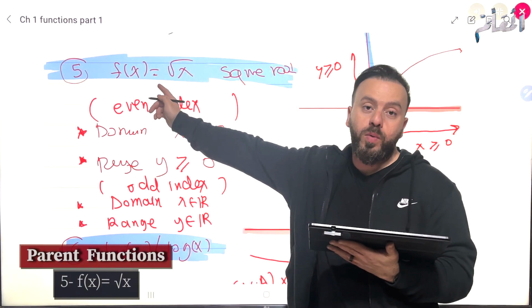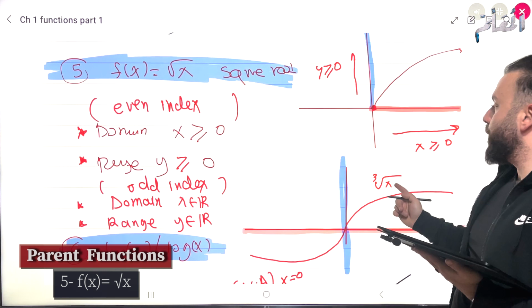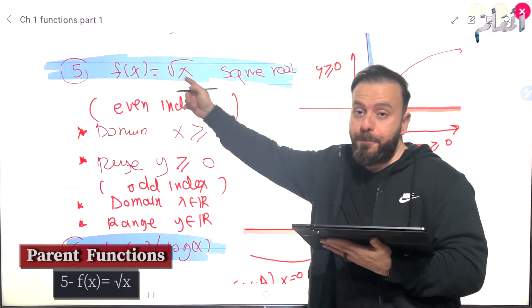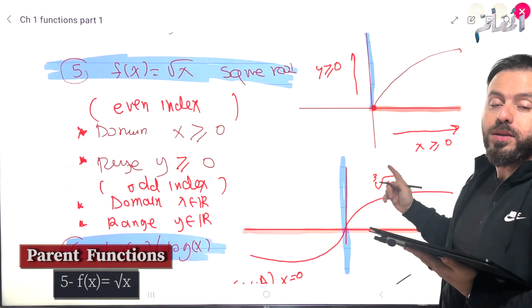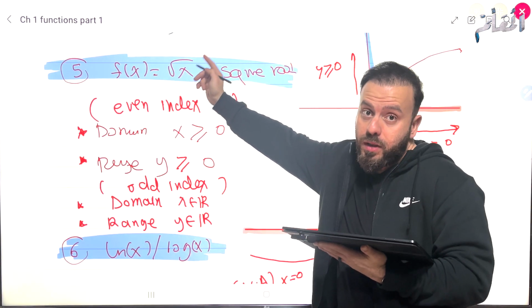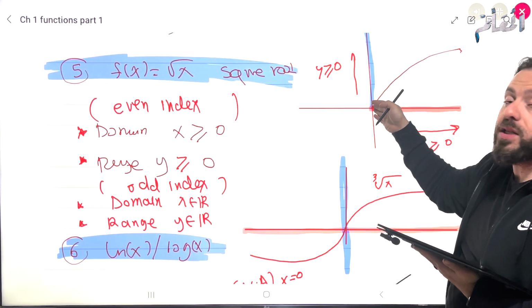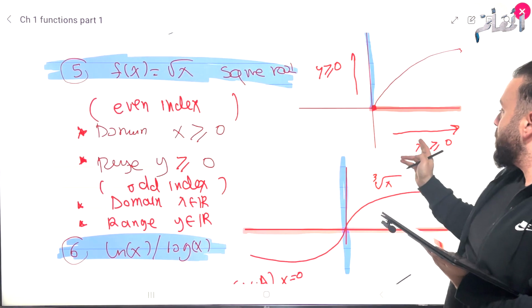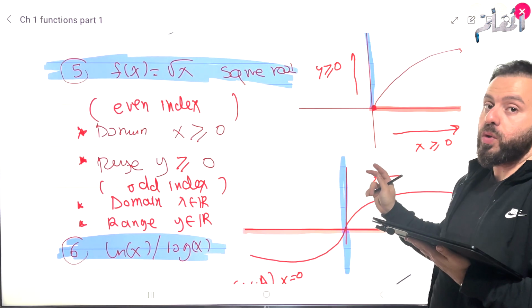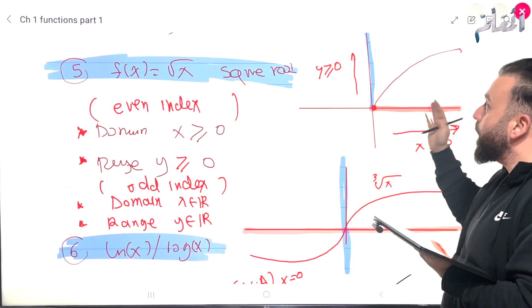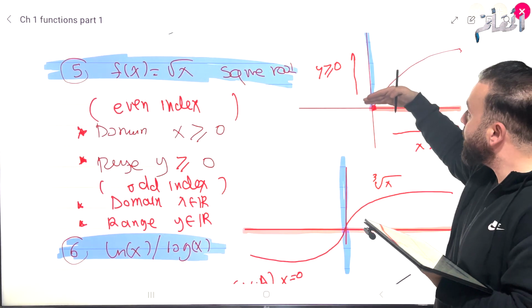See the next function. Here we have now the square root and the cube root. The square root has an even index, and the cube root has the odd index. What's the difference? In the even index, the domain is already limited from 0 to the right. So is the domain x belonging to all real numbers? No. x is greater than or equal to 0, and the same thing, y is greater than or equal to 0.